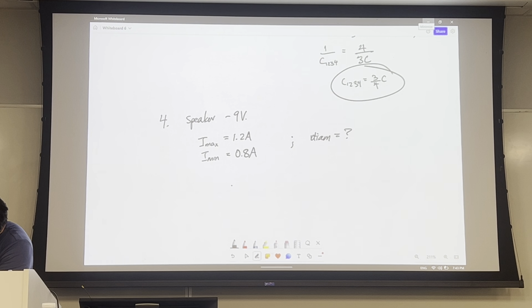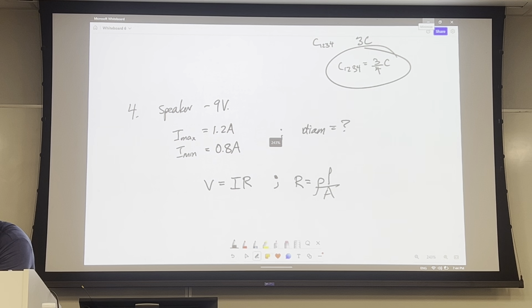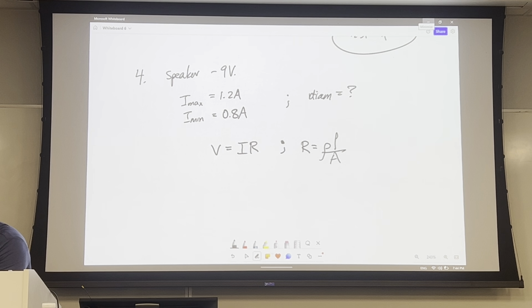So one thing we know is Ohm's law, V is equal to IR. Also, we know that the resistance of wires can be given in terms of the resistivity times the length divided by the area. But I didn't ask for the area, I asked for the diameter. The cross-sectional area, you can get it in terms of the diameter, which is pi times (D over 2) squared.